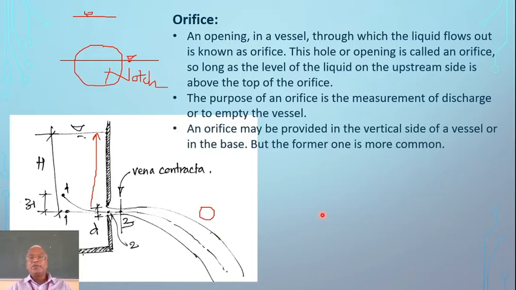An orifice may be provided in the vertical side of a vessel or in the base, but the former is more common. You can provide this opening at the base also, and even then it is an orifice, but generally we find orifices provided with the opening on the vertical face so that the jet ejects like that. That is a common one.